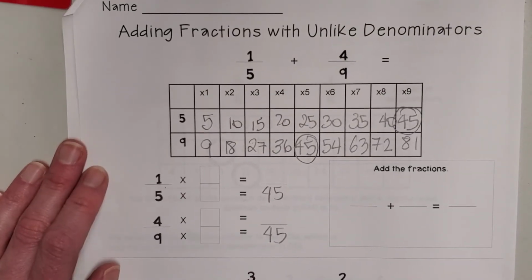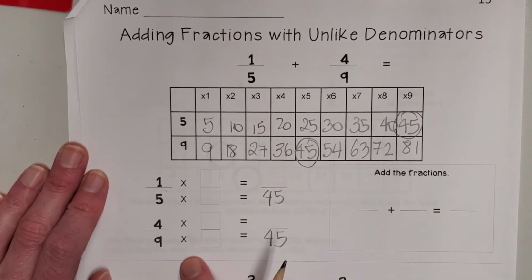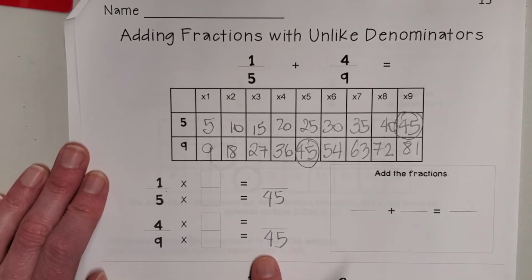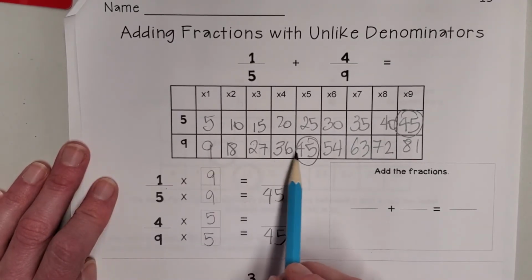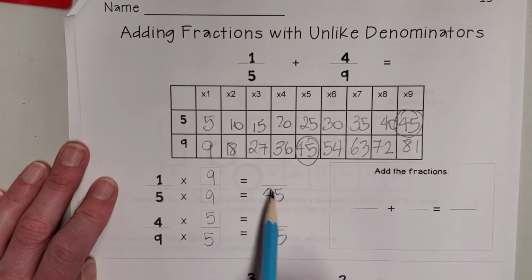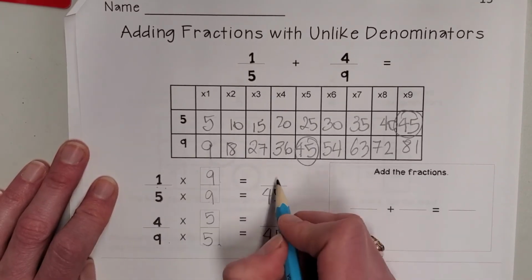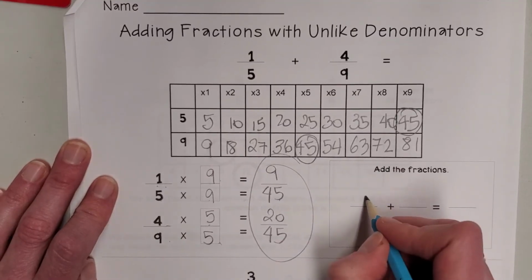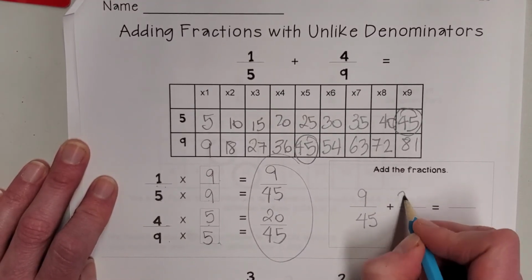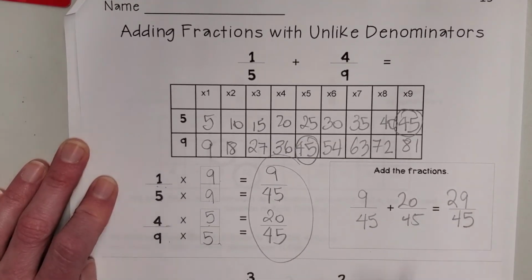Okay, so step 1, I did my thing and I found that my common denominator is 45. Hopefully you found that too. If you're stuck, then here's where we are. Now, how do we get from these numbers to 45? You went back to your chart. 5 times 9 is 45. 9 times 5 is 45. Now the top, we just need to figure out what the top is. 1 times 9 is 9. 4 times 5 is 20. These are our new fractions. 9/45 plus 20/45 equals 29/45.